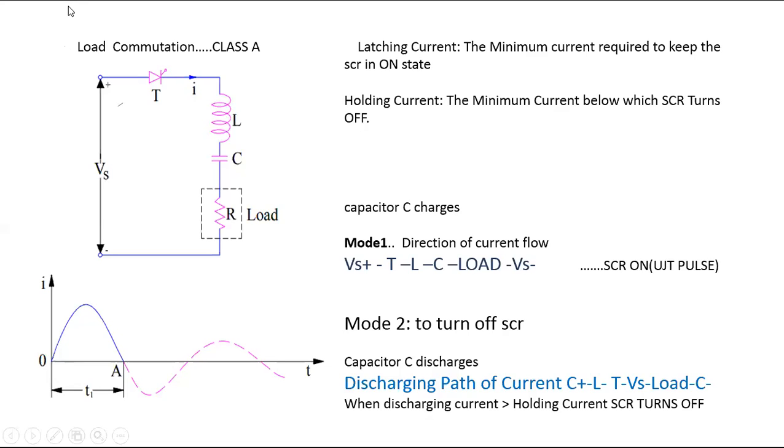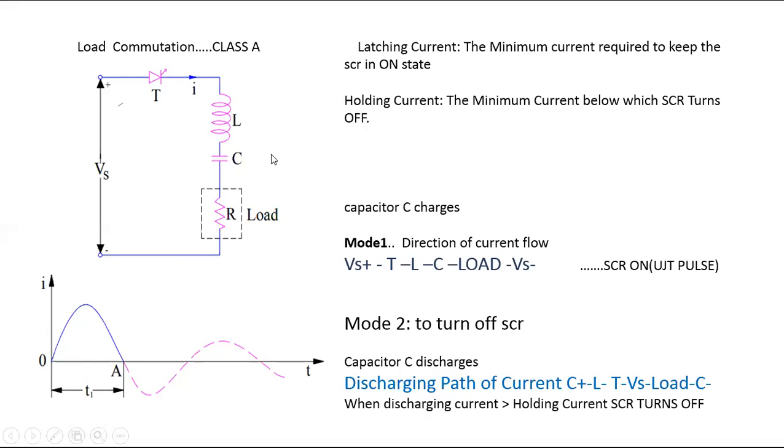Why the name load? Because the commutating elements, the elements which are used to turn off the SCR, are called commutating elements. What are commutating elements? Tell me: inductor, capacitor, or diode. As this is the first unit and we are discussing the basic circuit, the commutating elements are the inductor and capacitor. These commutating elements are placed in series with the load. That's why it is called load commutation, or series load commutation. So this is a basic circuit.